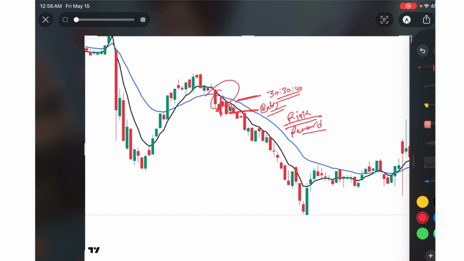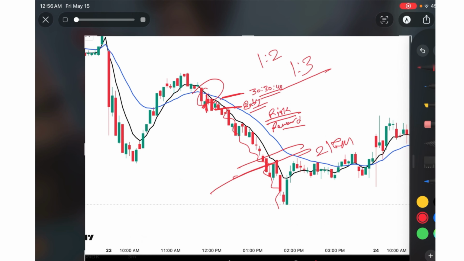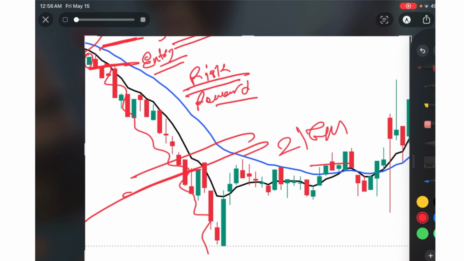So as you can see, it came down in a pretty proper way, and we made a good profit here. And now we can do two things here. Either we go with a fixed approach, 1 is to 2, 1 is to 3. Either we go with a fixed target, like if 1 is to 2 or 1 is to 3 is achieved, then we exit. The second way is that we can trail it. It's about the 21 EMA. Like here, I am trailing it, so my exit will happen here.